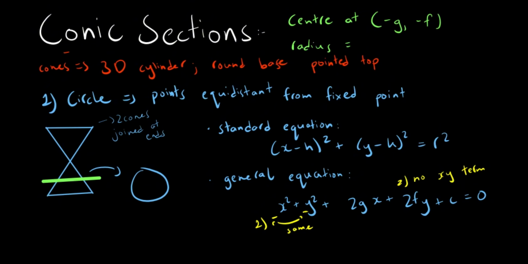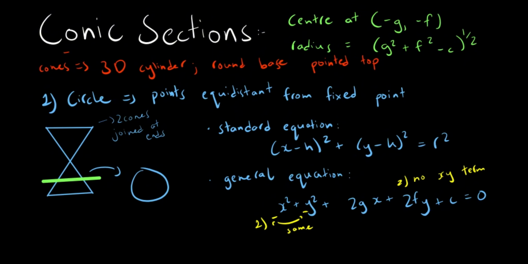From this equation, we can derive the center to be (minus g, minus f). The center of the circle will be (minus g, minus f), and in this case, the radius will be equal to the square root of g squared plus f squared minus c. So this is all the equations and the stuff you need to know about circles.